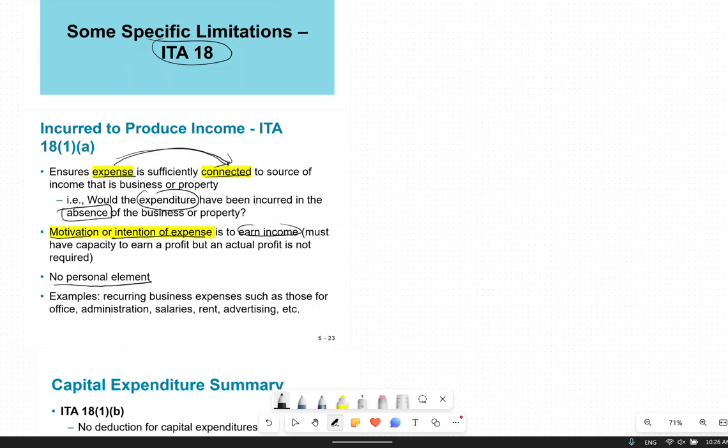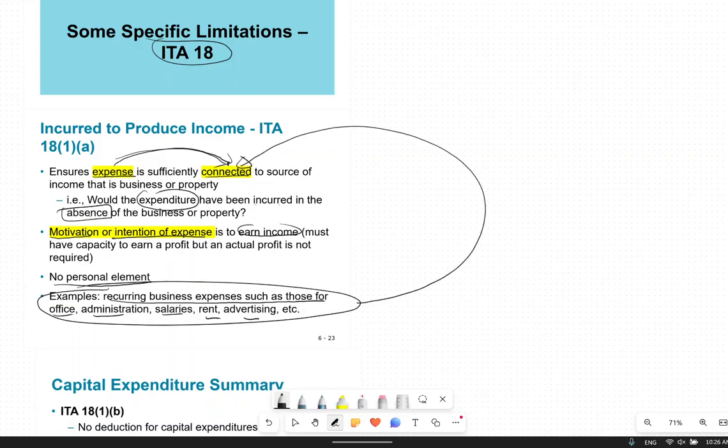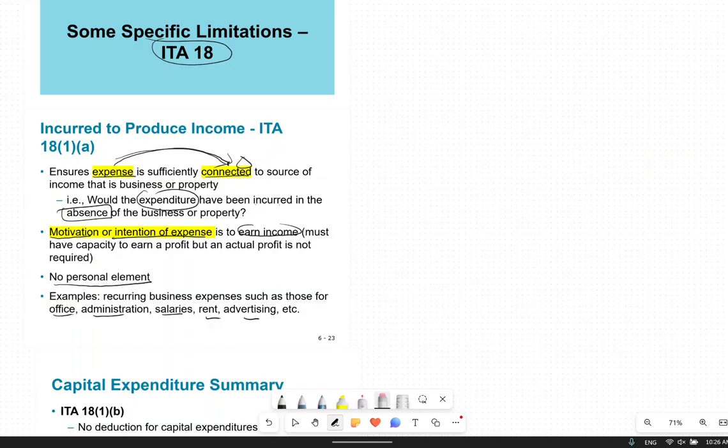personal use. Examples will be recurring business expenses such as those for office, administration, salary, rent, and advertising. If you don't have a business, you're not going to have those expenses. That means you are connecting these expenses to the source of income. If you're connecting it, you are allowed to deduct it.